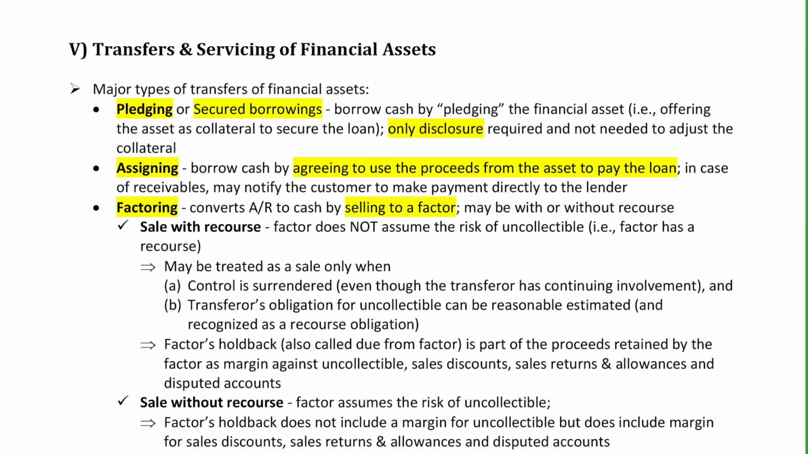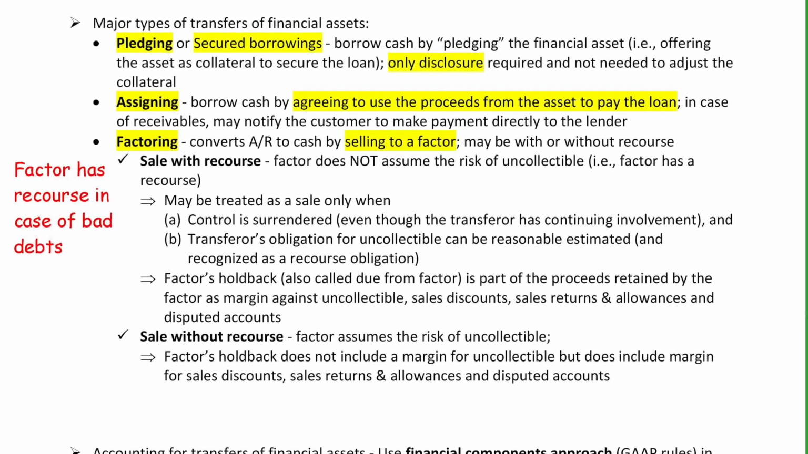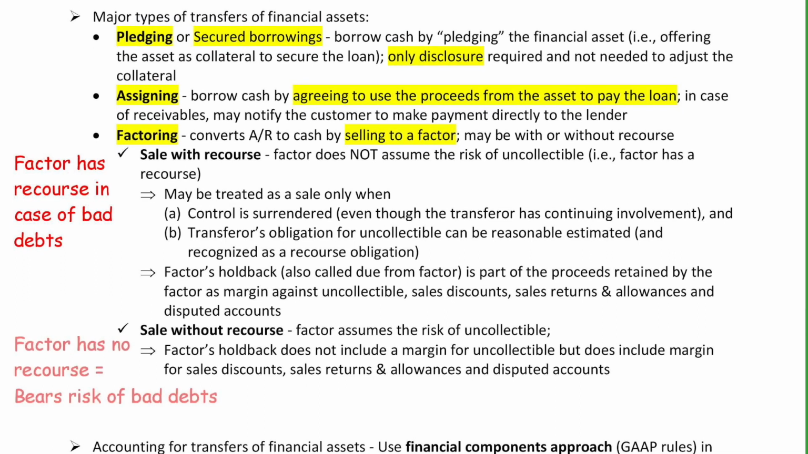Now the sale could be with or without recourse. For a sale with recourse, on the left, the factor has recourse in case of bad debts. For a sale without recourse, make a note which says factor has no recourse and bears the risk of bad debts. So if it was a sale with recourse, the factor had recourse. If it's a sale without recourse, the factor has no recourse.